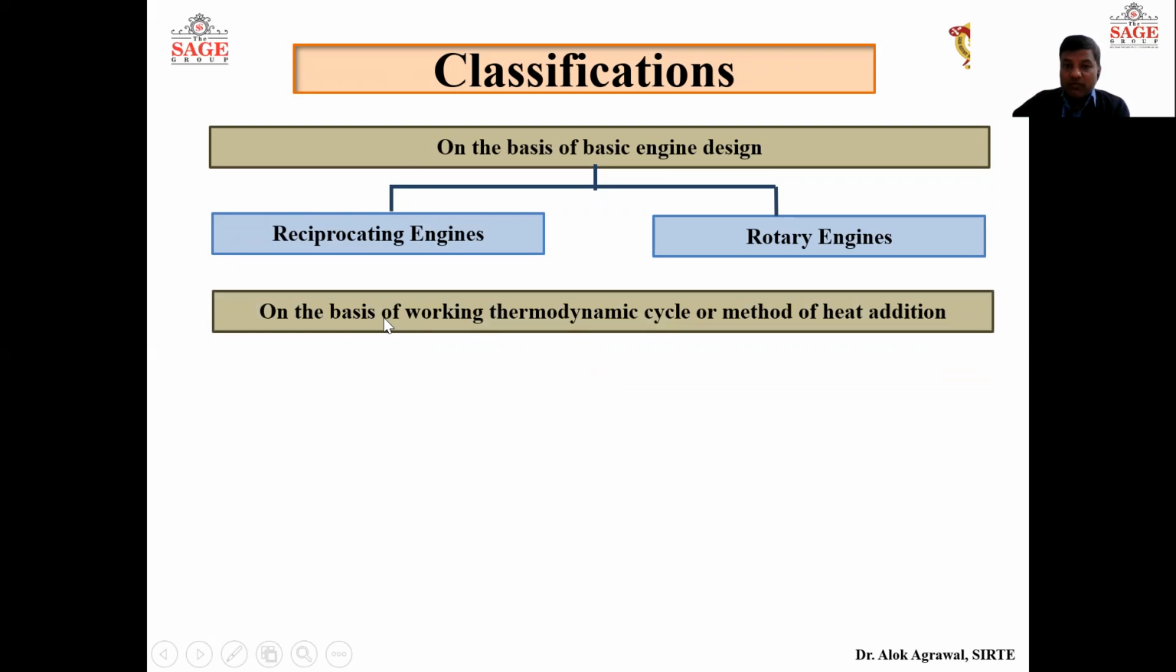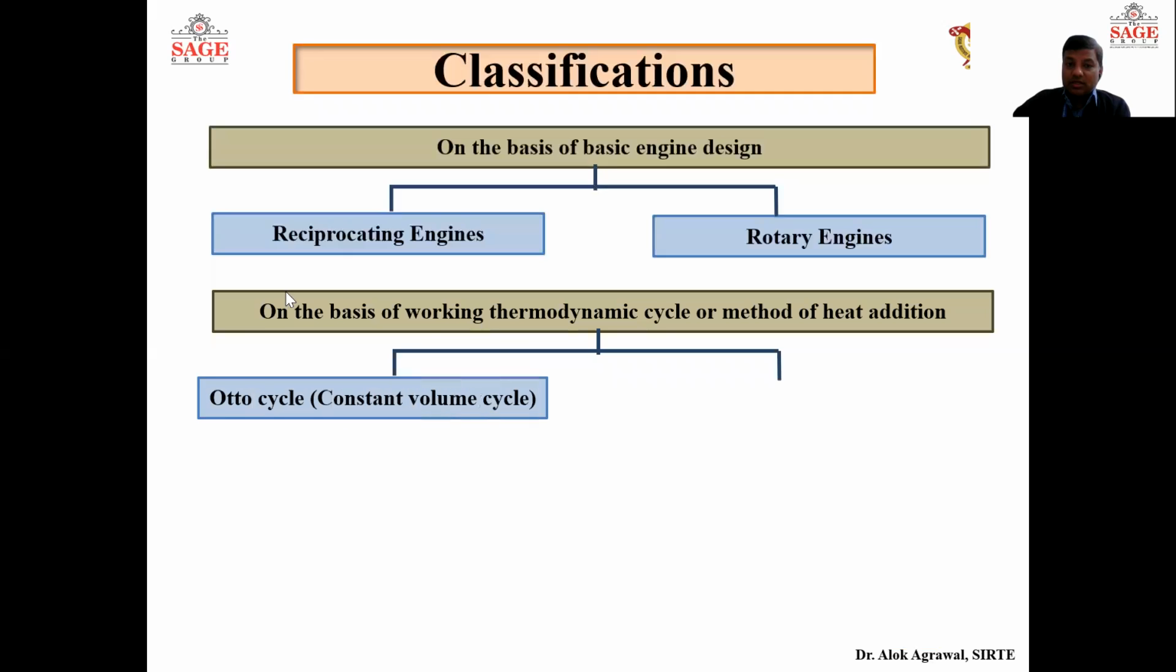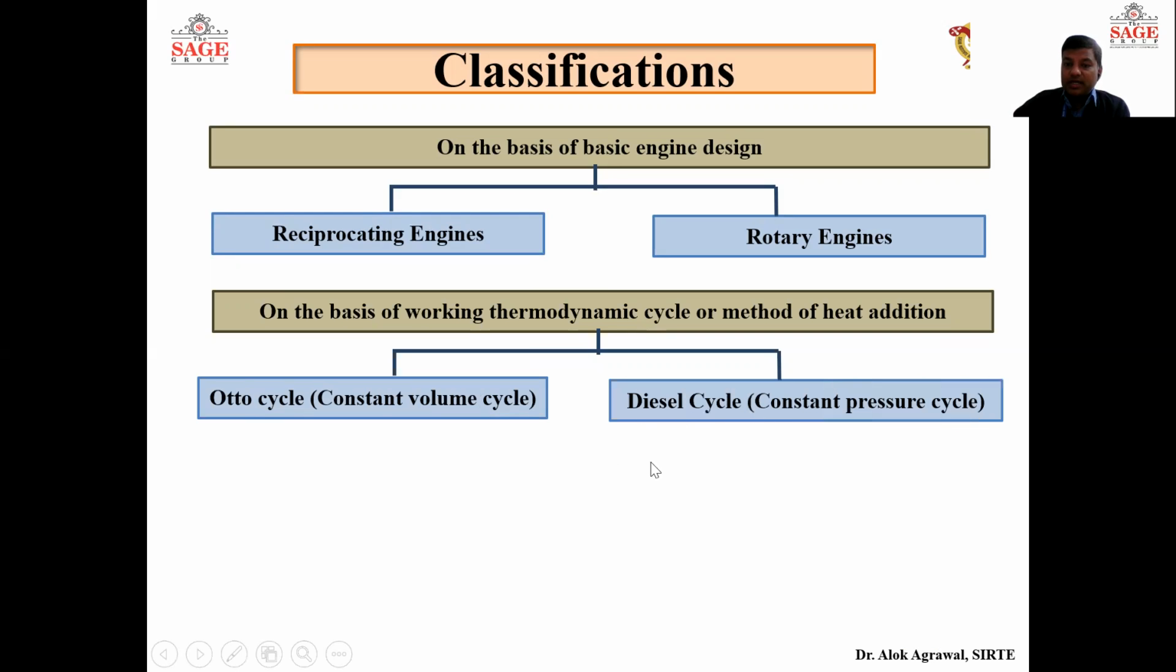Next, on the basis of working thermodynamic cycle or the method of heat addition. If the engine is working, it has to follow some thermodynamic cycle. So on the basis of that, internal combustion engine can be classified as Otto cycle, that is constant volume cycle, and diesel cycle, that is constant pressure cycle. We will discuss these two cycles in detail later on.